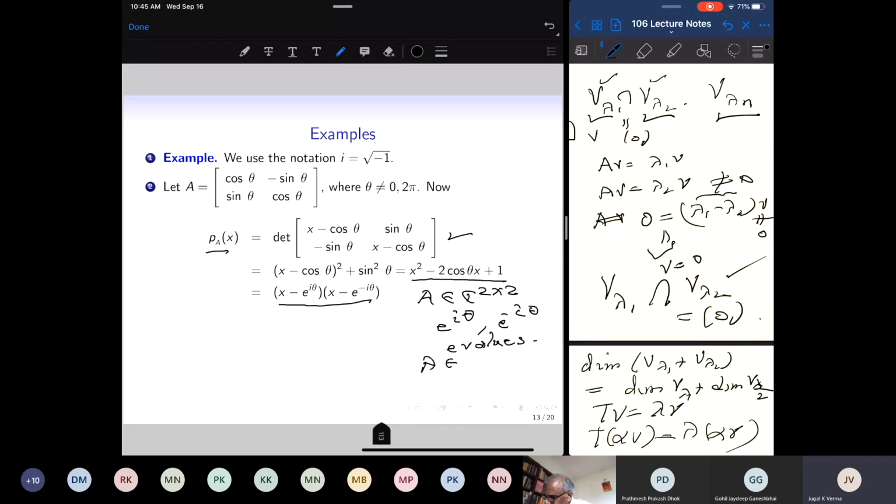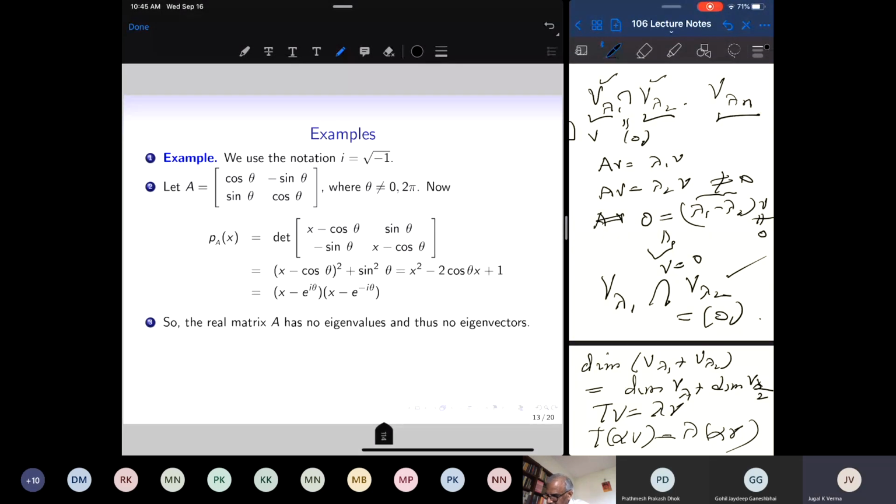If you think of A as a real 2 by 2 matrix, there are no eigenvalues, because the roots of the characteristic polynomial are complex numbers. If theta is not 0 or 2 pi, then the roots of the characteristic polynomial are not real, and therefore this matrix A has no real eigenvalue. The two eigenvalues are e to the power i theta, e to the power minus i theta. So how can this real matrix have eigenvalues and eigenvectors?